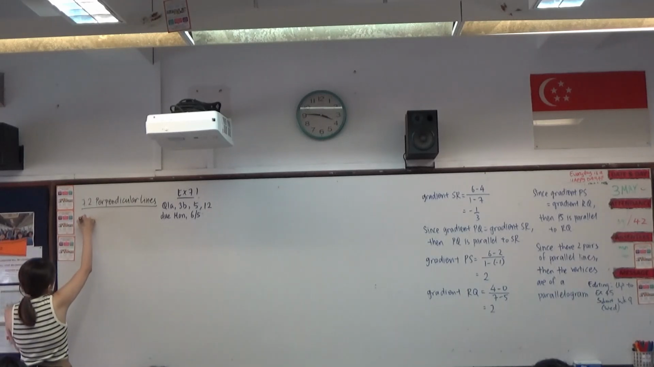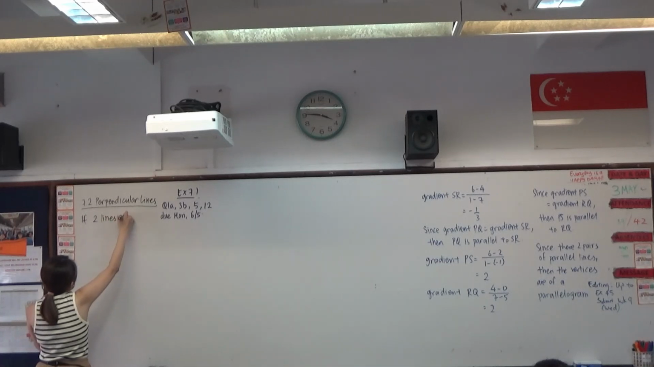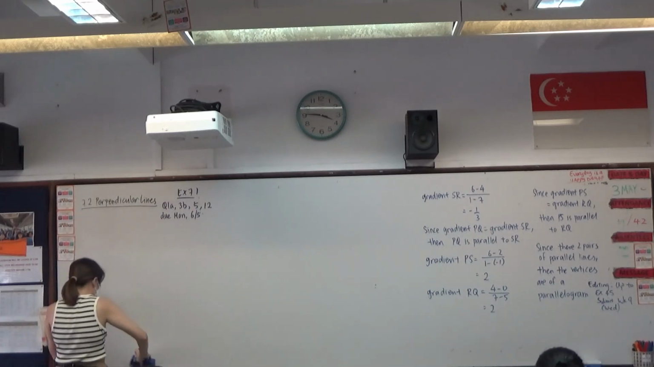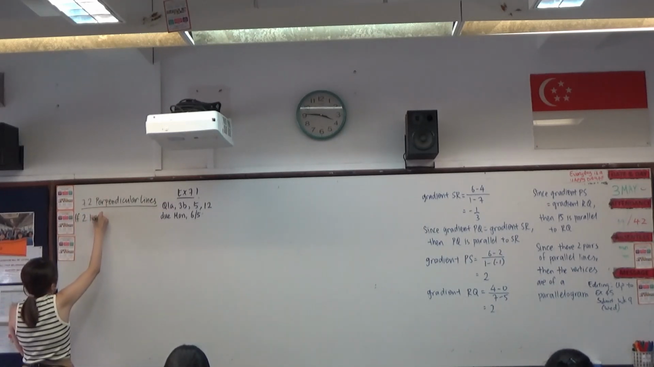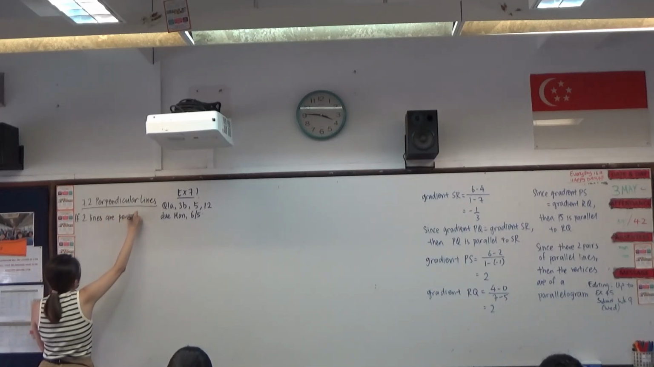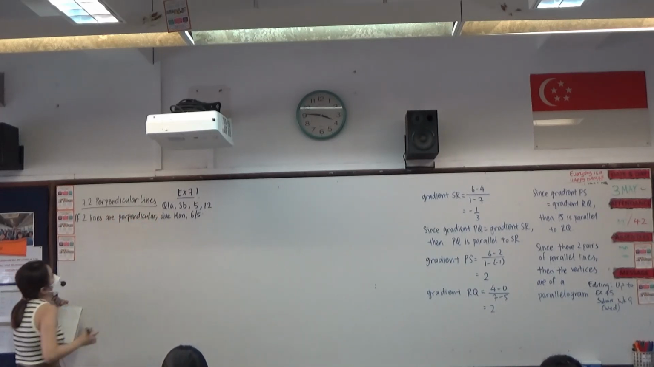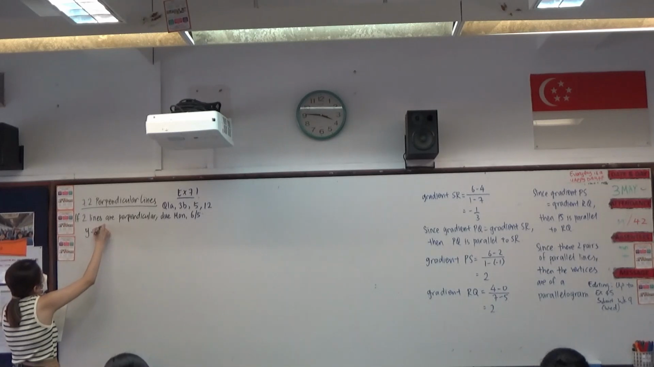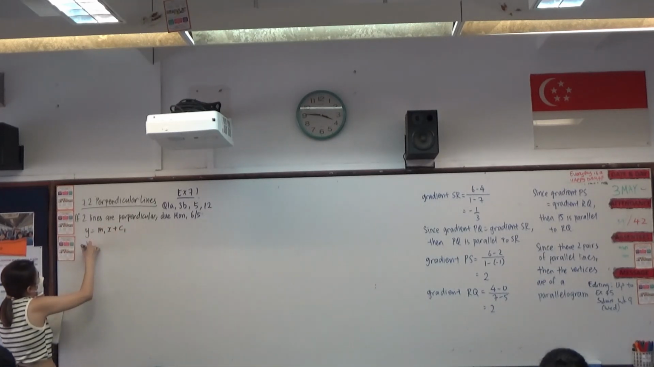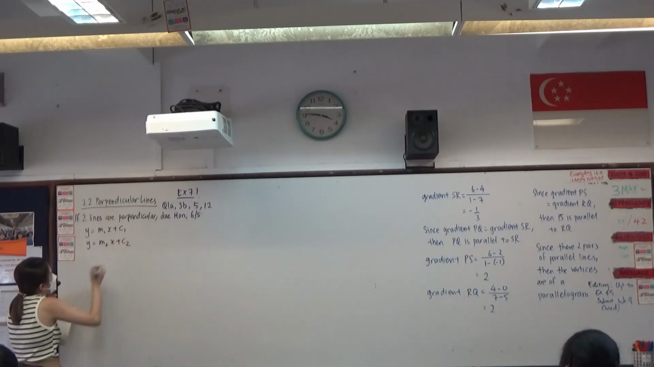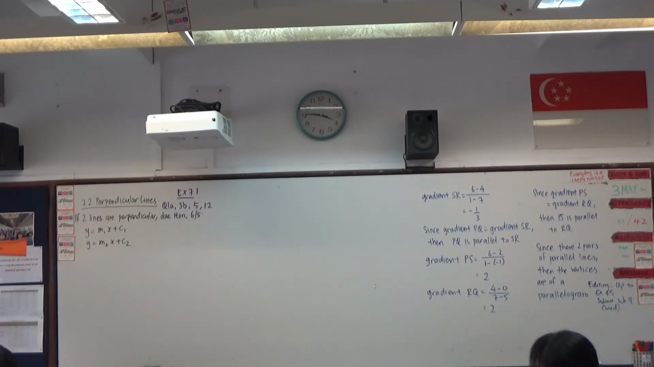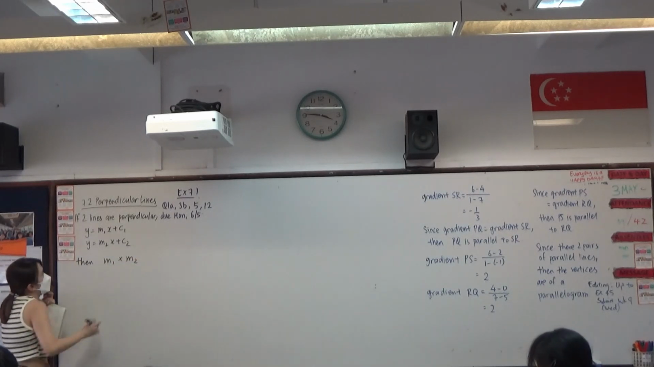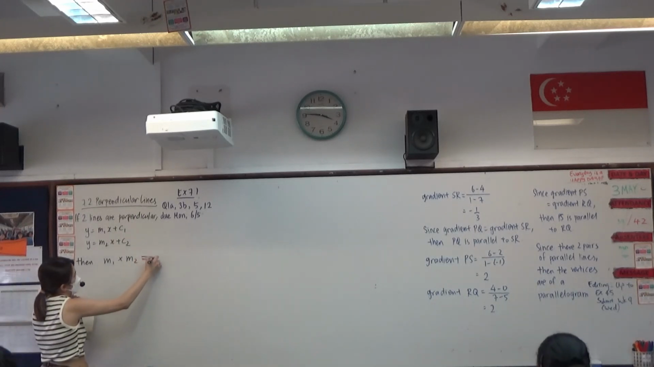So, if two lines are perpendicular and I want to give it an equation, for example, y equals m1x plus c1, y equals m2x plus c2. These are just equations of the two lines that I'm talking about. Then we can see that the product of the gradients will actually be equal to -1.